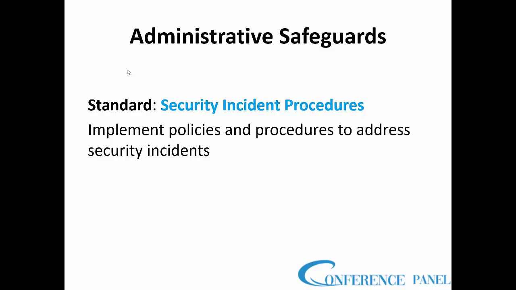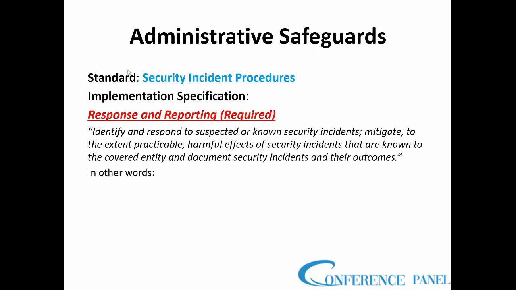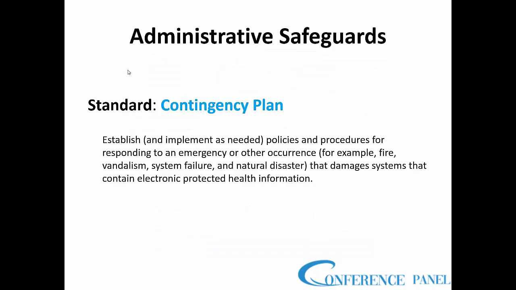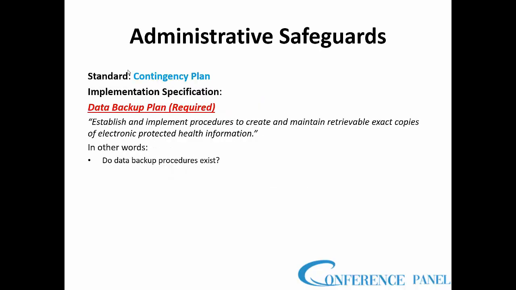Security incident procedures. Implement policies and procedures to address security incidents such as a virus. We have to have a policy for responding and reporting incidents, so identify and respond to suspected or known security incidents. Now we get into contingency planning. What are we going to do if we lose access to the technology? So data backup plan. This is just obvious. In any organization, when you have sensitive data, of course, you need to back it up.